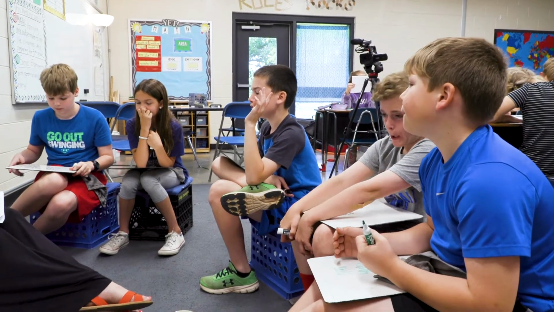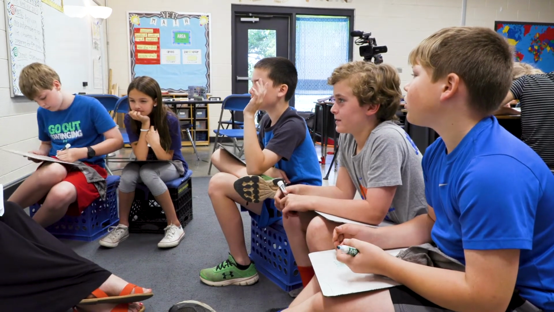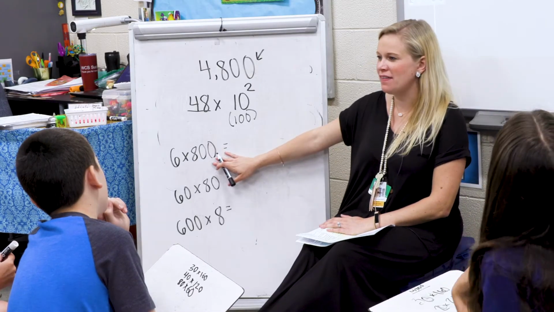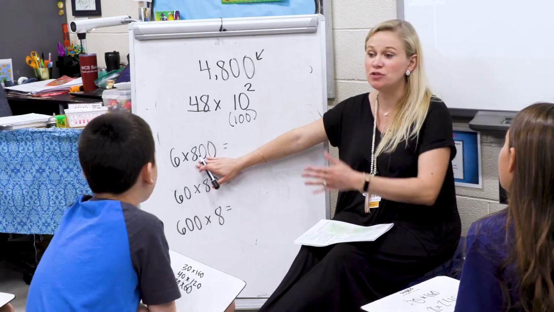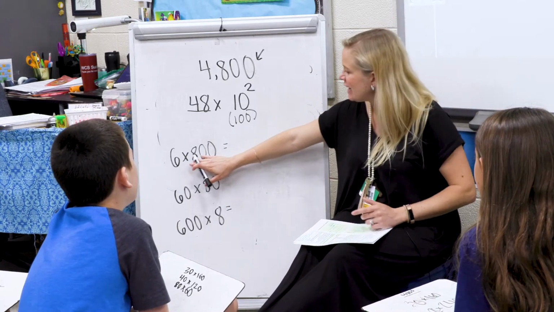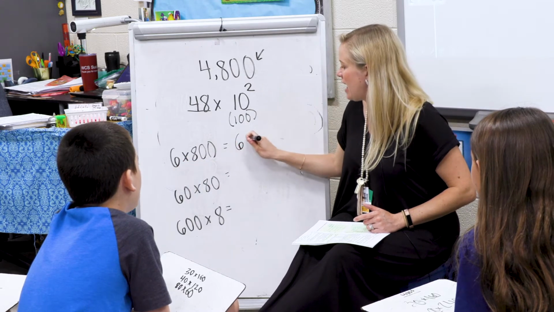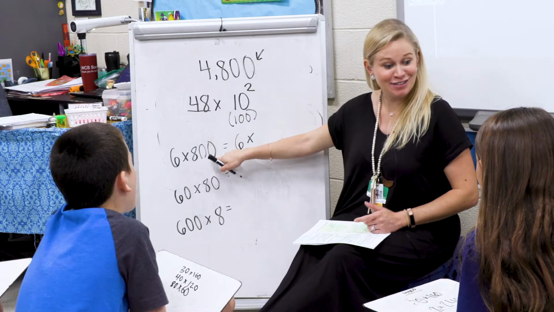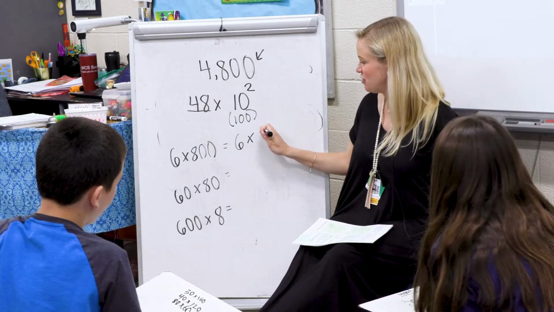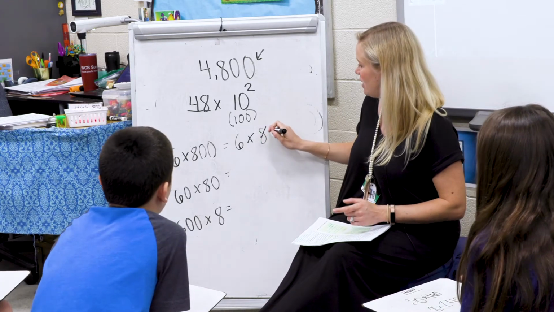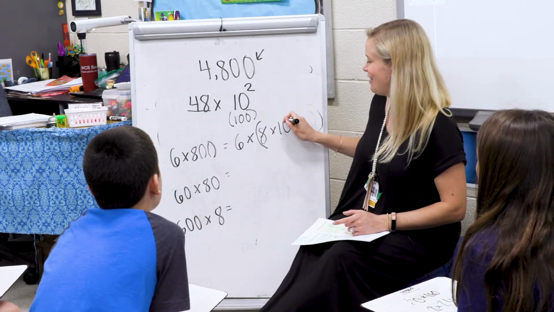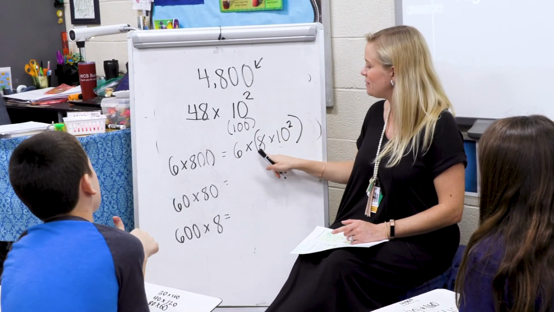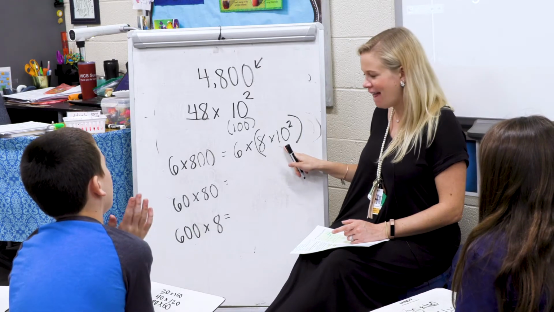How could we try that? I see we're doing a lot of thinking. Let me model this one for you, and then I'll have you guys try these two. So I'm going to use Matthew's strategy to help me with this. I'm going to take that first number, 6, and multiply that by 8 times the power of 10. And so, just like Dean has there, I'm going to do 6 times 8 times 10 to the second power. Yep, because I see 2 zeros here.